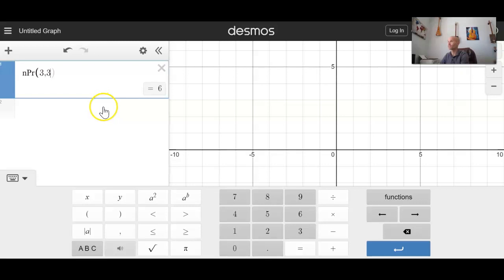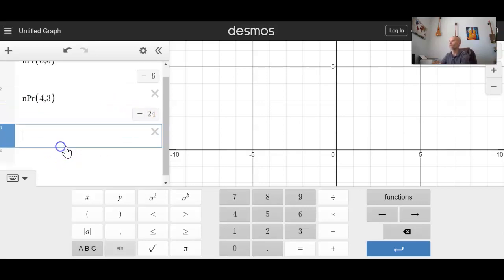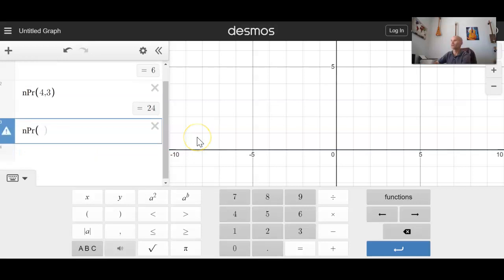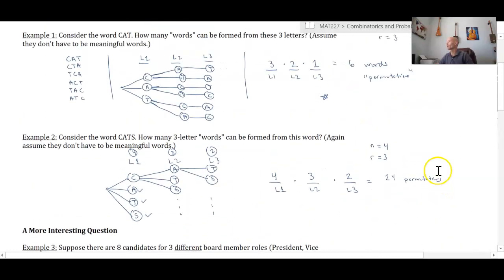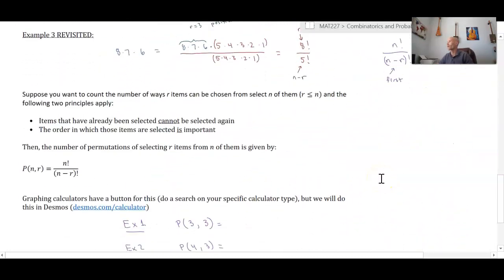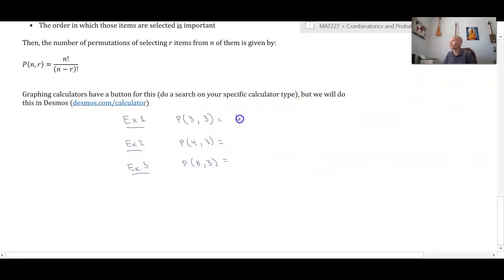So in our first example, we had 3 letters, from them select 3, and we get an answer of 6. Much faster. Now you could also just type in nPr, and you see that it goes from italic to regular typesetting, and here we had 4 letters, select 3 of them, we came up with 24. nPr, 8 candidates, select 3 of them, we came up with 336. And just to show, there they are, same answers, 6, 24, and 336, but with the push of a couple buttons, we end up with the same answers.